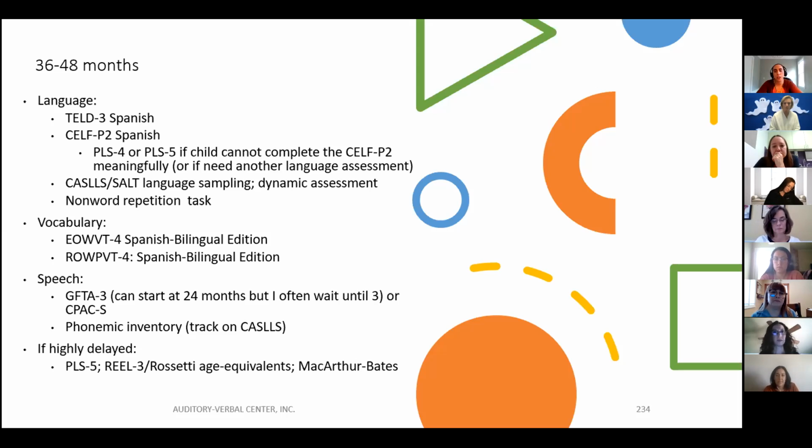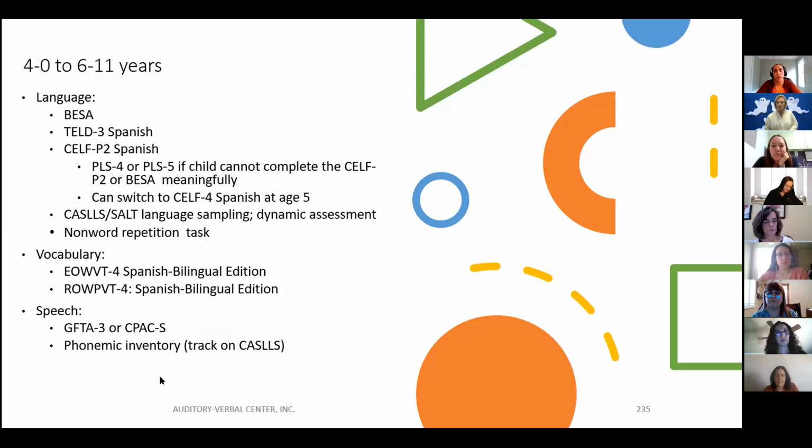I'll start giving the non-word repetition task. You can do the expressive receptive one word. You can technically give that at 2. I found kids are typically a little too young at that point. We'll do the Goldman-Fristoe. Again, you can start at 24 months, but you have to wait till 3. Do a phonemic inventory. And if the child is really delayed, I'll typically just give only the REEL, Rossetti, and MacArthur-Bates. So 4 to 6, or 4 to 6-11, we'll do the BESA.